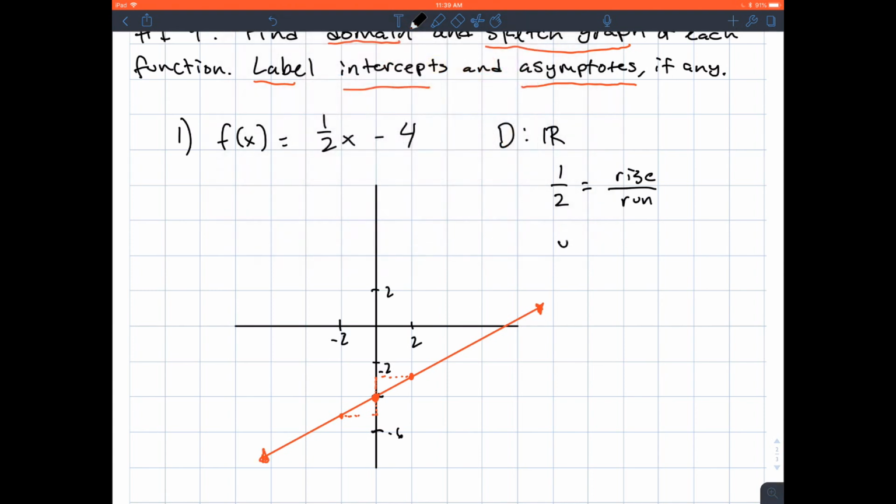Okay, so our y-intercept is basically (0, -4). Oh, excuse me. This is how to find the y-intercept if you want to do it algebraically instead of graphically. So f of 0 is equal to -4. This is our y-intercept, right?